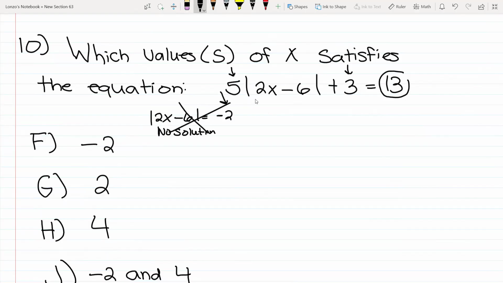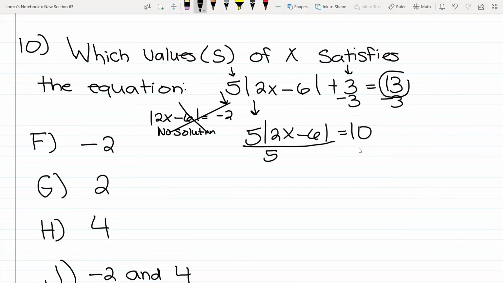Okay, so let's figure out if we have no solution. The first thing I would do to get the absolute value alone is subtract this 3 from both sides. Do not divide by 5 yet. So you have 5 absolute value of 2x minus 6 equals 13 minus 3, which is 10. And then I'm going to get rid of this 5. Now, this is multiplying, so the opposite of multiplying is dividing both sides by 5. So you get the absolute value of 2x minus 6, and then 10 divided by 5 is 2.